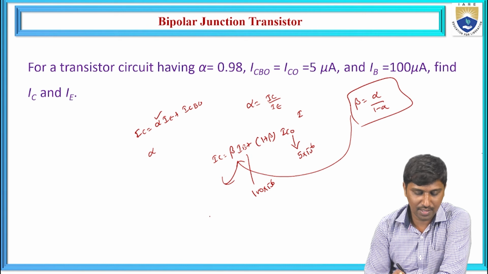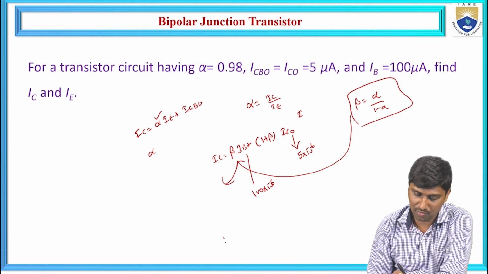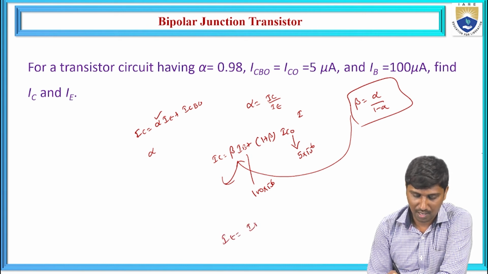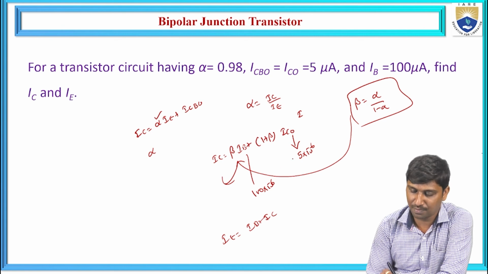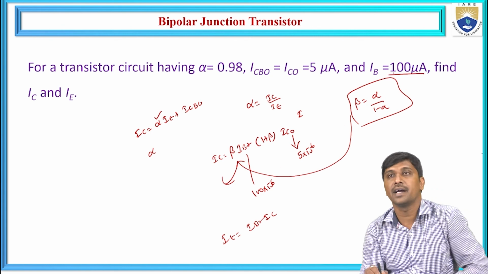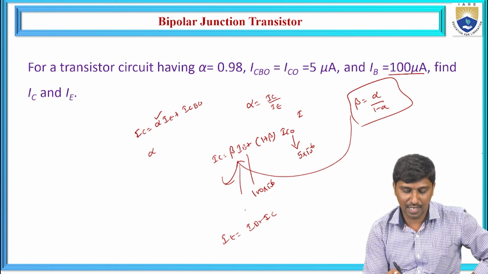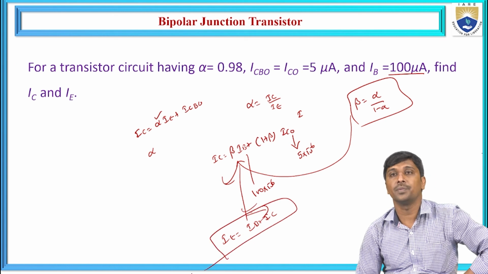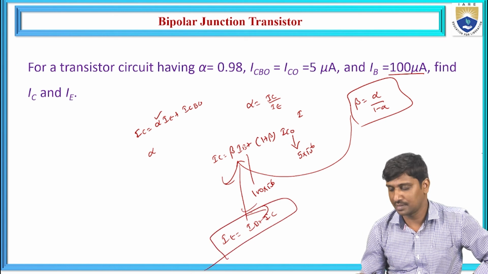After this IC, we can simply calculate IE. So what is IE? IE is equal to IB plus IC. The IB value is taken from the statement, IB is 100 microamperes, and IC is derived from this one. Now you can observe this IE is equal to IB plus IC.